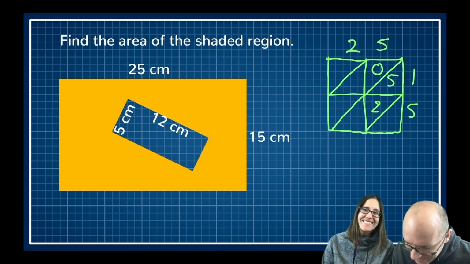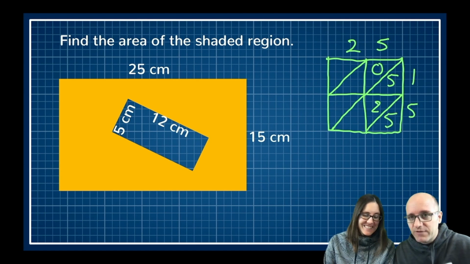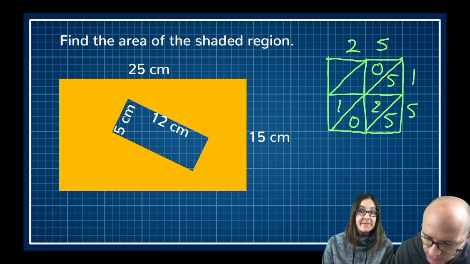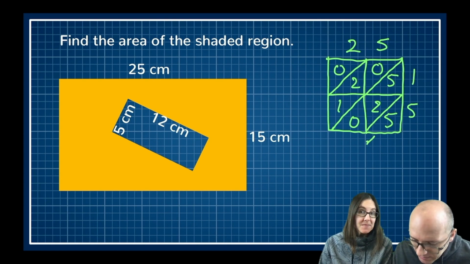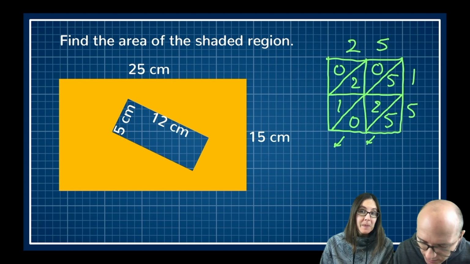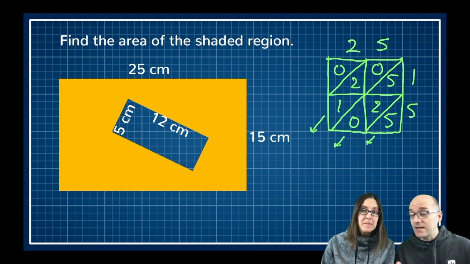5 times 5 is 25. I like it. All right, 2 times 5? Is 10. And 2 times 1? 2, which we write as 0, 2 because there's no 10. I like it. Okay, and now we're just going to be adding downward along each of these diagonals.